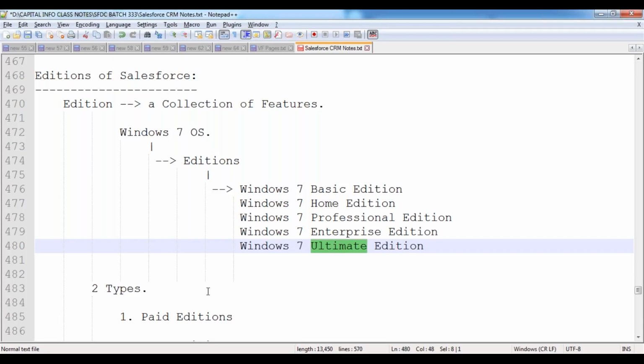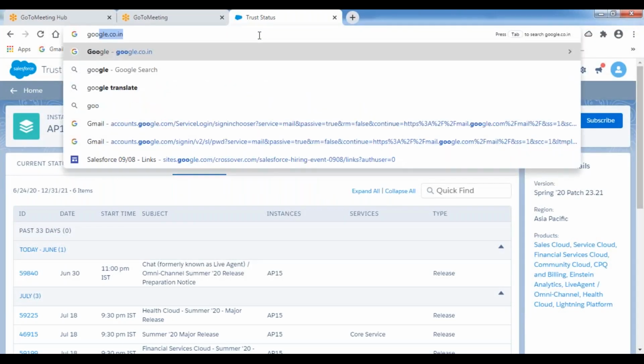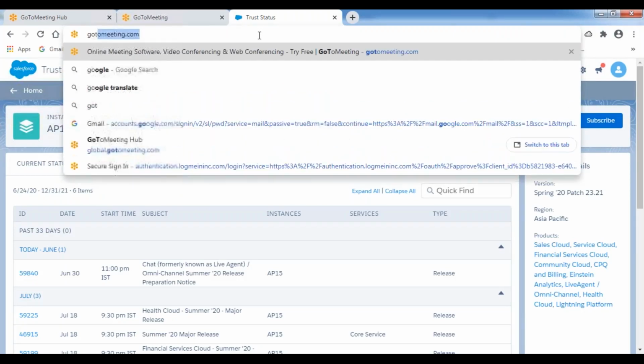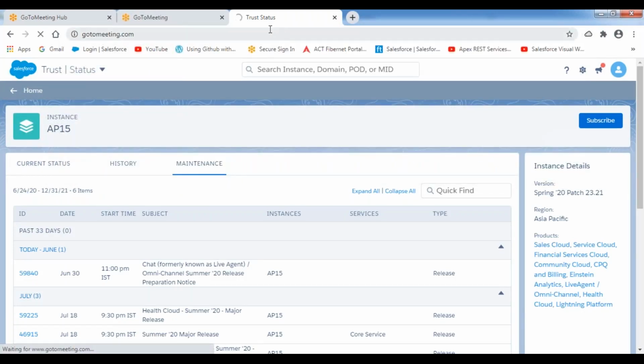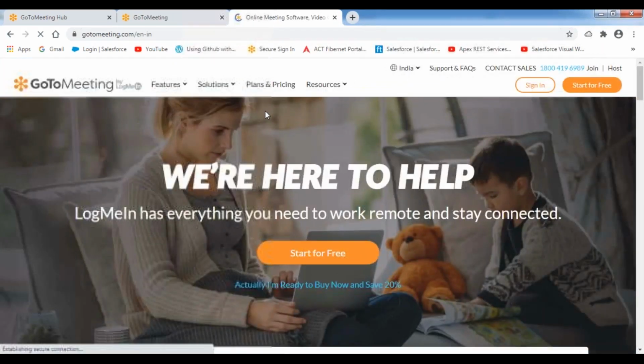Okay, for example, assume that I go to GoToMeeting. Every day we are using GoToMeeting to join the sessions. Here also, we have various editions available.